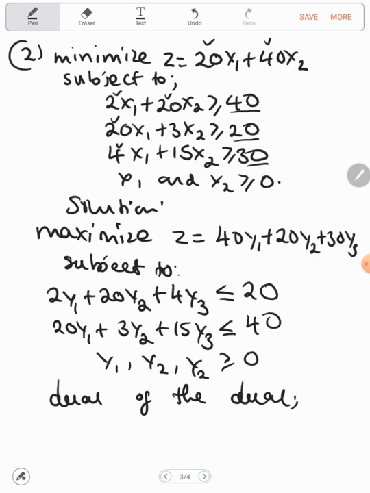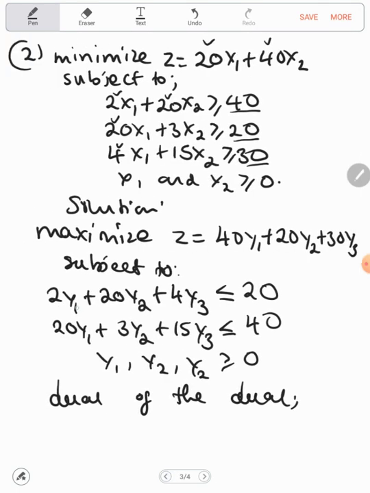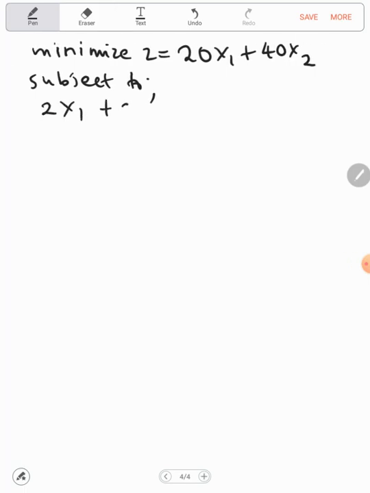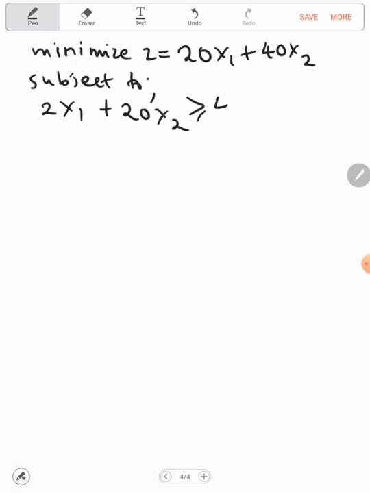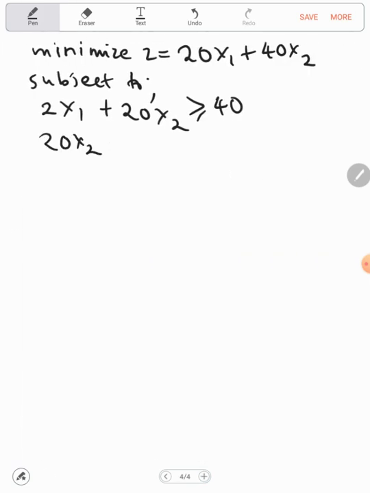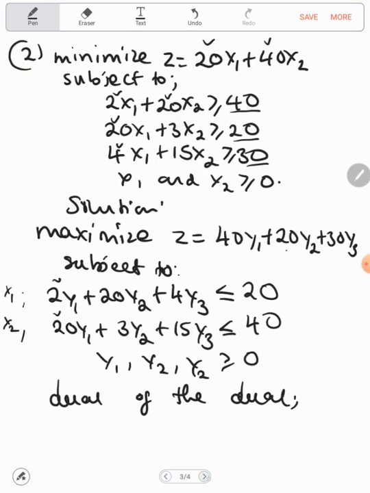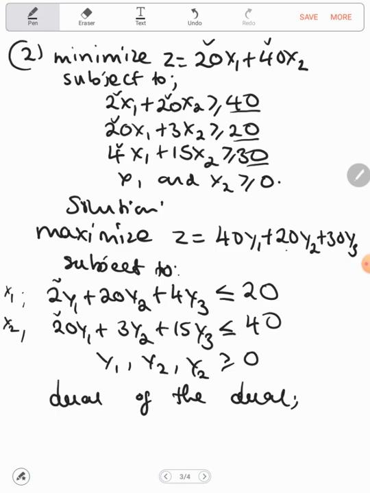Then let's take a look at our constraints. They will be subject to, the first constraint will be, if this time we're using x1 and x2, so there will be 2x1 plus 20x2, greater than or equal to 40. In the second case, we have 20x1 plus 3x2 greater than or equal to 20. Then the last one will be 4x1 plus 15x2 greater than or equal to 30.